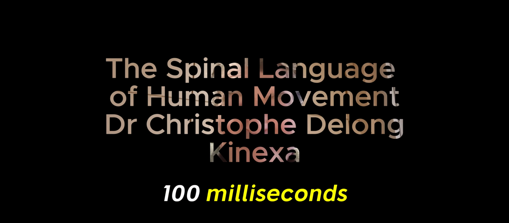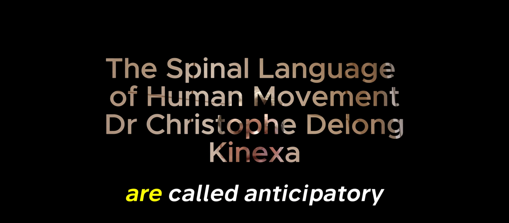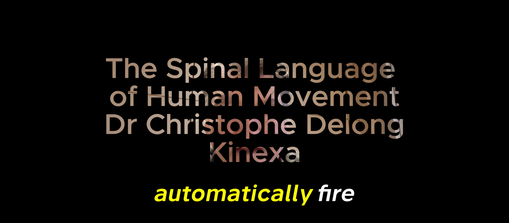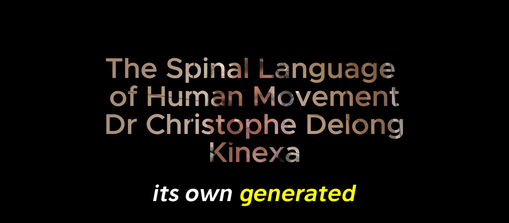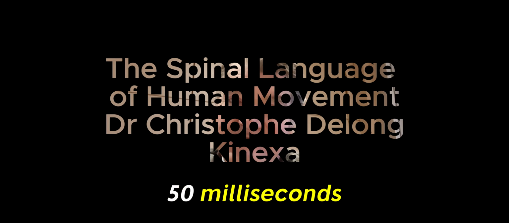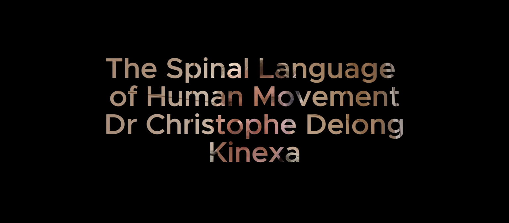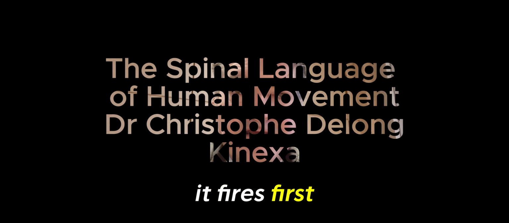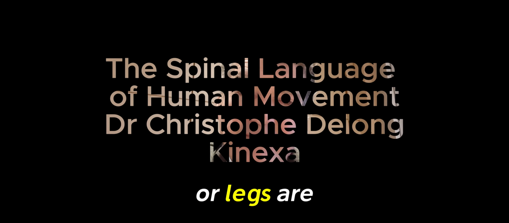So at negative 100 milliseconds, which is 1/10 of a second before any visible motion occurs, we see what are called anticipatory postural adjustments, or APAs. Your postural muscles automatically fire. So it's basically bracing for the physical impact of its own generated momentum. Exactly. Then, at negative 50 milliseconds, researchers Hodges and Richardson proved that the transverse abdominal activates, which is the core. This muscle acts as the central hub. It fires first, absolutely unconditionally, regardless of which direction your arms or legs are preparing to move.